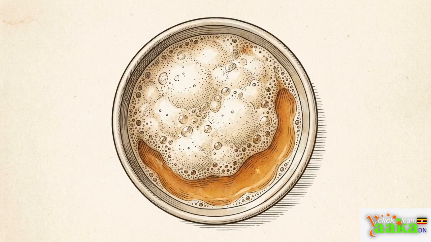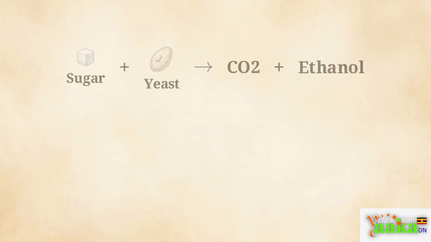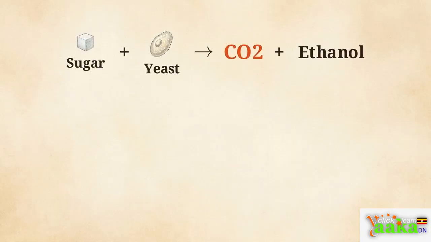Testing the yeast in a small amount of warm water with a pinch of sugar ensures it is active before beginning the full recipe. Once active, the yeast begins to consume the sugars present in the flour or added to the mixture. This equation shows the chemical reaction. As yeast digests sugar, it produces carbon dioxide and ethanol through fermentation.